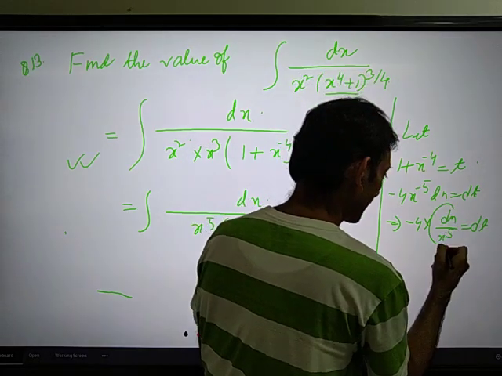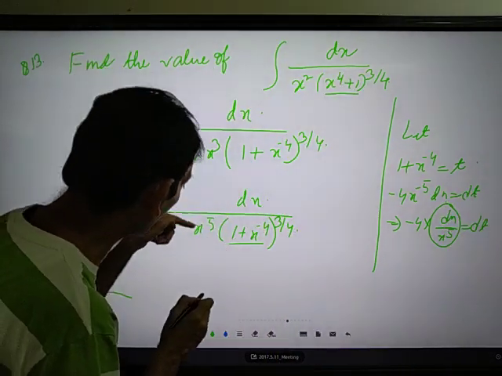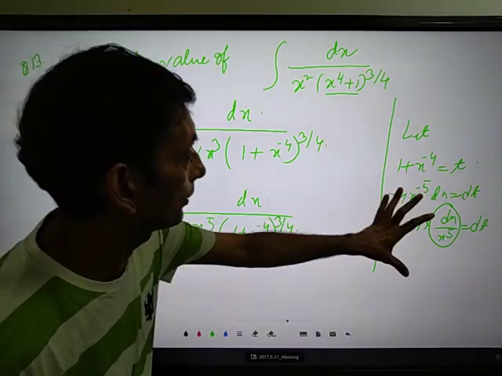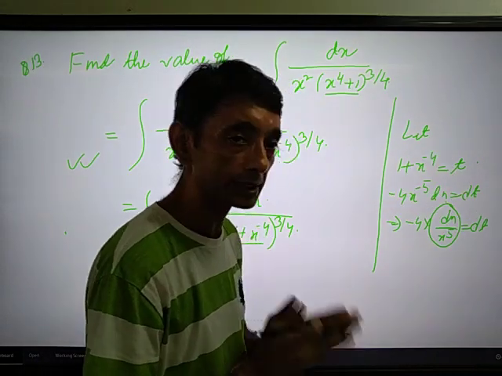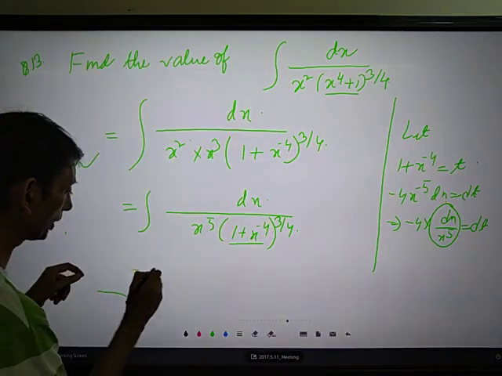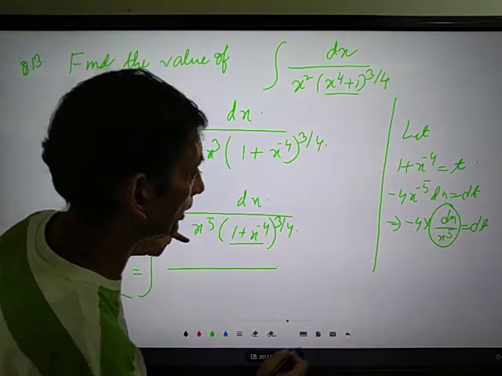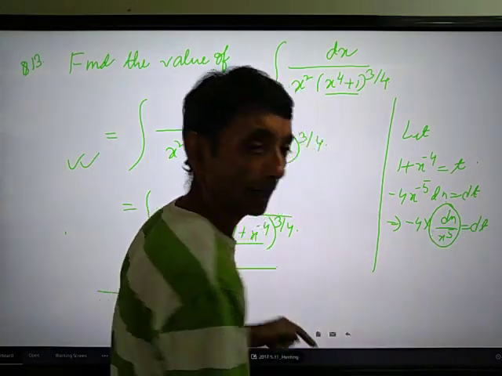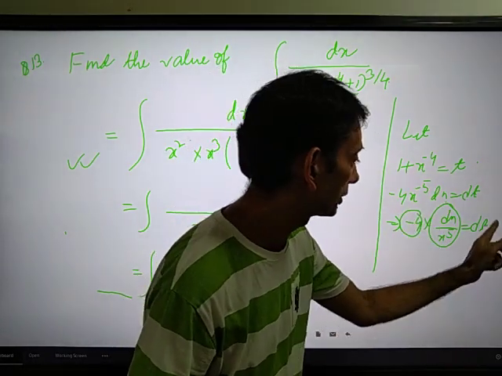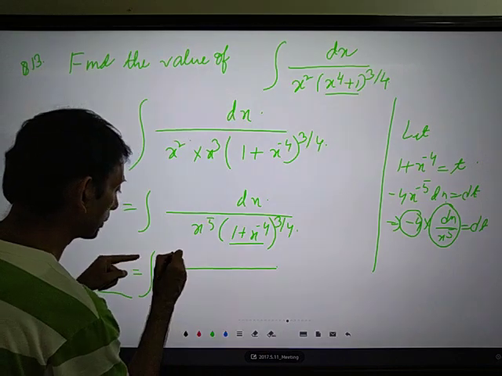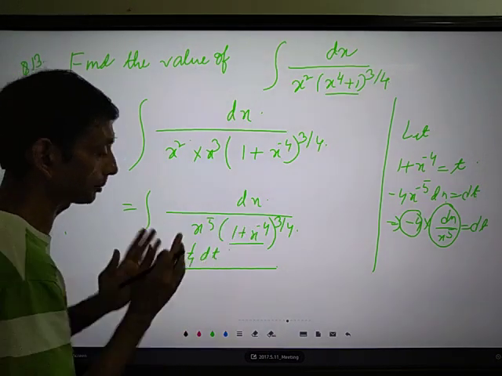So have you seen the dx by x5 term? Here also the dx by x5 term is there. That's a benefit. The moment you substitute 1 plus x to the power minus 4 equal to t, we're just going to substitute a value of t now. So what is dx by x5? dx by x5 is dt by minus 4. You can transpose it to that side, so dt by minus 4. We can just write minus 1 by 4 dt in place of dx by x to the power 5.